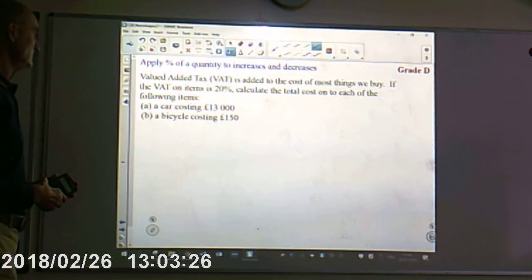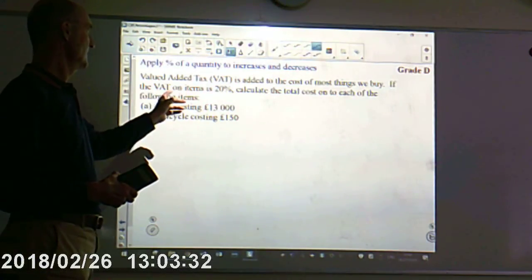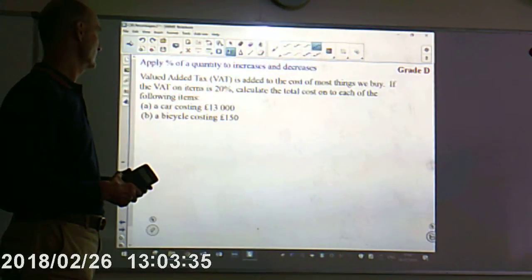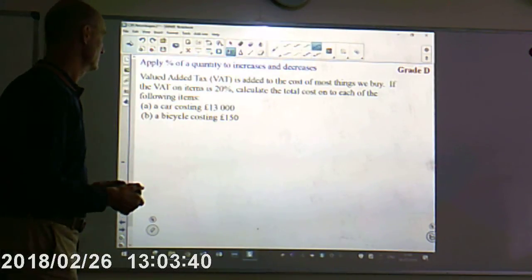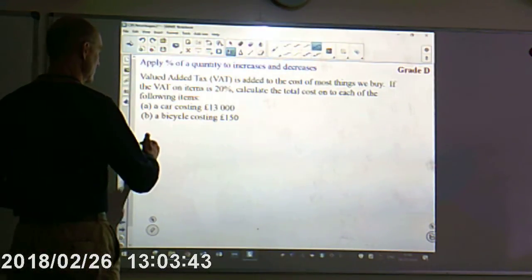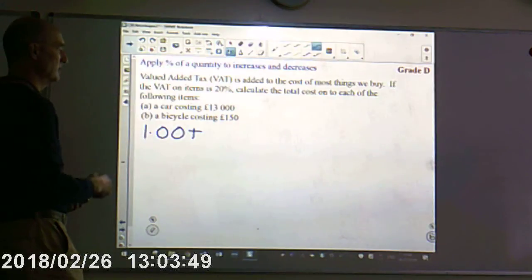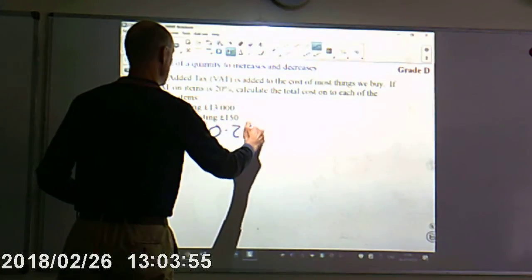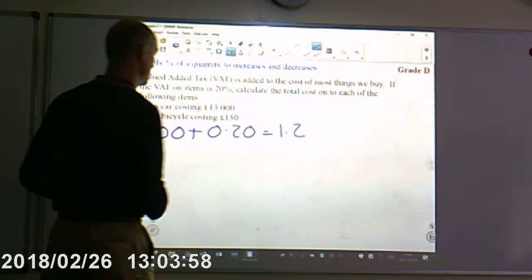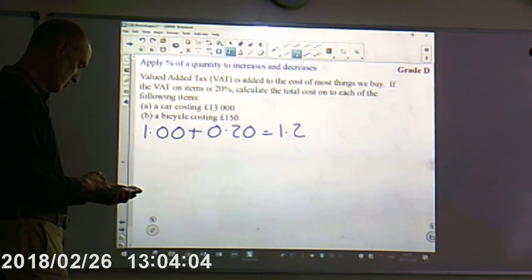Okay. Value added tax is added to the cost of most things we buy, so VAT. If it's 20% VAT, calculate the total cost of each of the following items. So, what's our multiplier going to be? Our multiplier is going to be 1 whole 1 plus, and it's plus because we're increasing the cost. So 1.2 times 13,000.